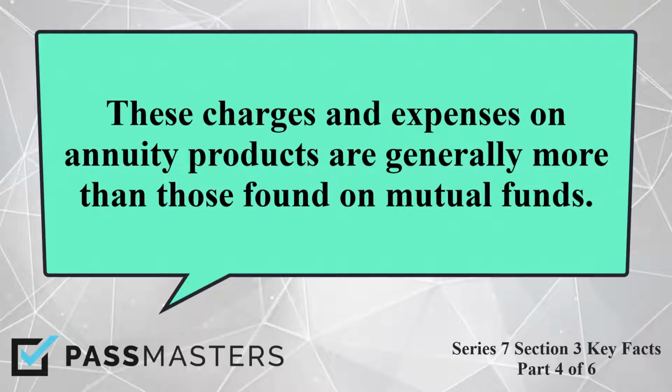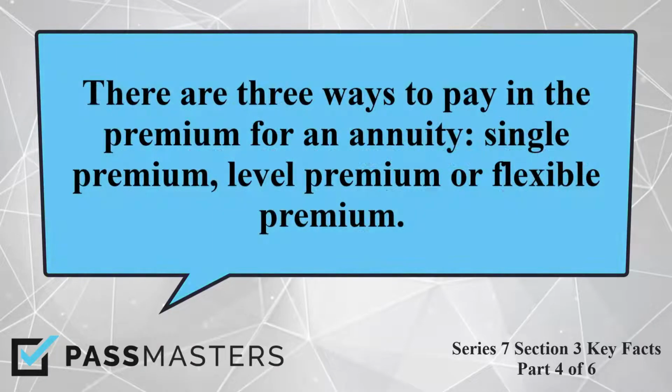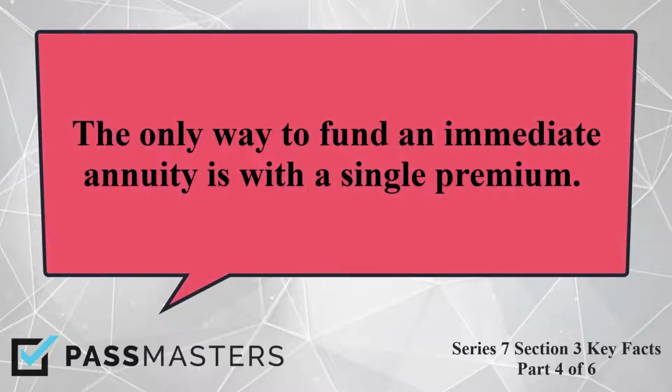These charges and expenses on annuity products are generally more than those found on mutual funds. There are 3 ways to pay in the premium for an annuity: single premium, level premium, or flexible premium. The only way to fund an immediate annuity is with a single premium.